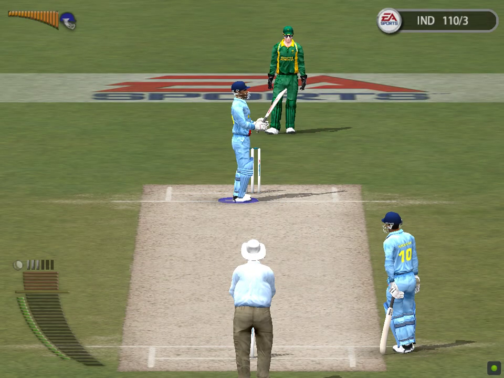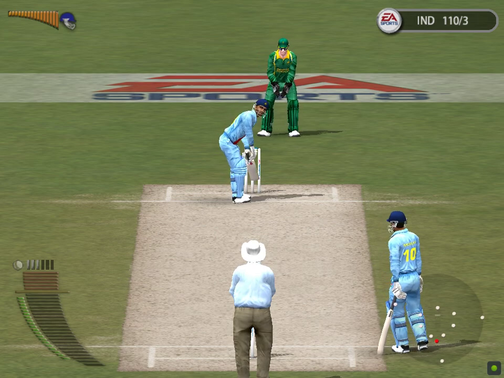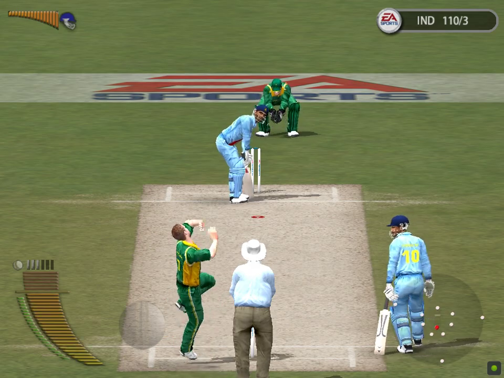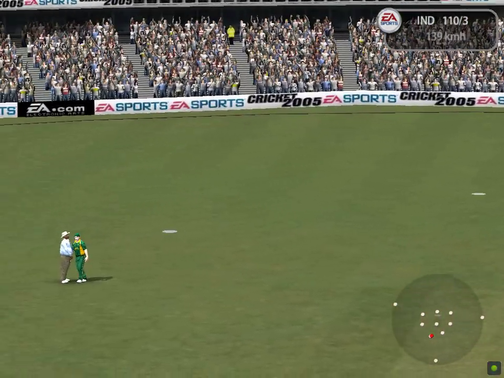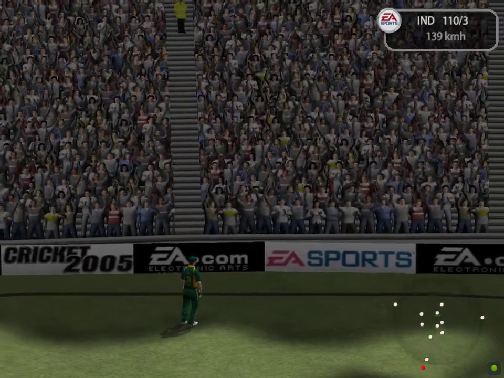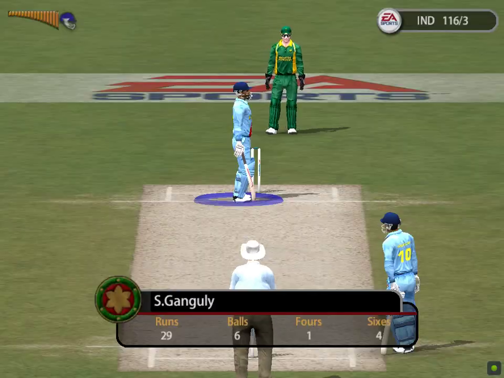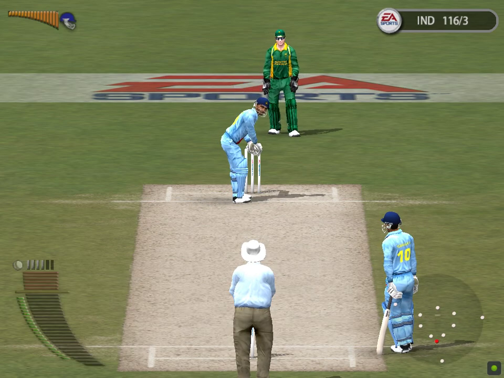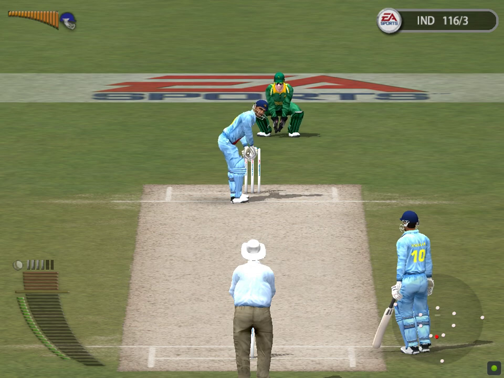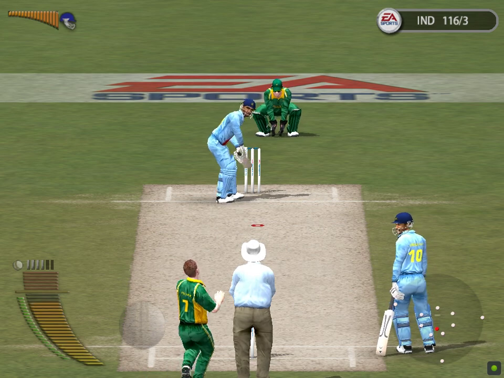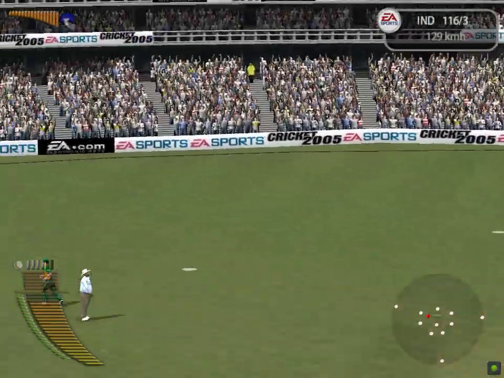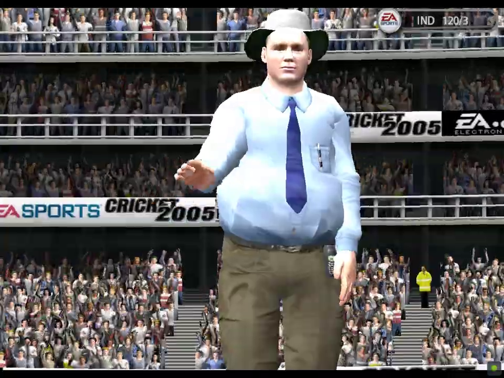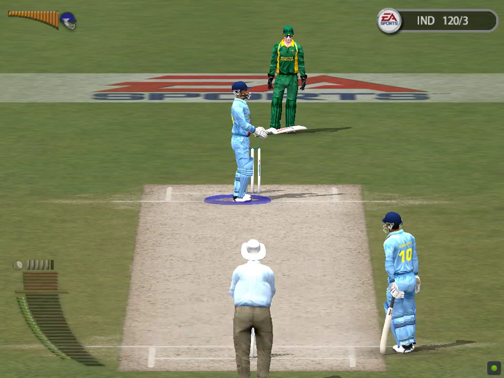Pollock continues. Over the rope, 6 runs off Pollock. We can have a look at that again. Pollock to bowl to Ganguly. That's racing away to the square leg boundary. Let's take a look at that in slow motion.